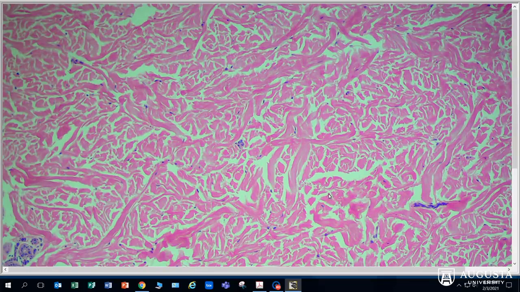This is very different from dense, regular connective tissue. There's a separate video for dense, regular connective tissue, and dense, regular connective tissue has a function of withstanding pulling forces from the two ends. Dense, irregular connective tissue, because all of these fibers are collagen, gives this tissue the ability to withstand pulling forces and tugging from all different directions.